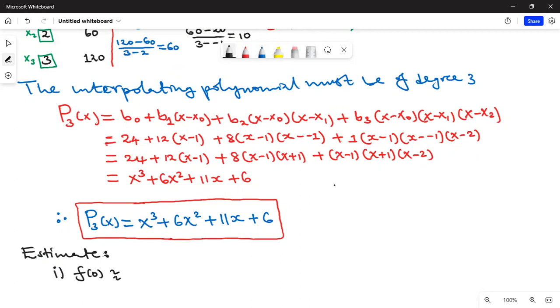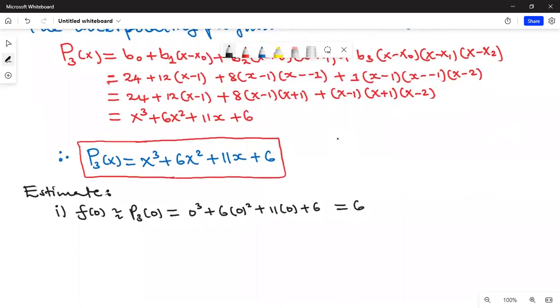This is approximately equal to P3 when x is 0. And so that will give us 0 cubed plus 6 times 0 squared plus 11 times 0 plus 6, and that is equal to 6. F of 0 is 6. What about f of 1.5? So number 2, you write f of 1.5 is approximately equal to P3 of 1.5.